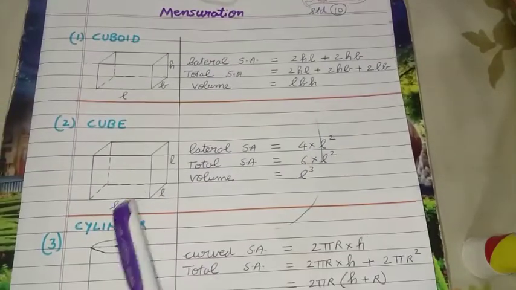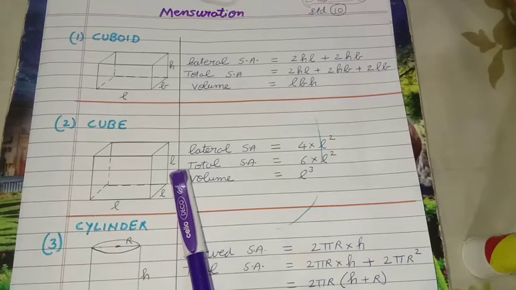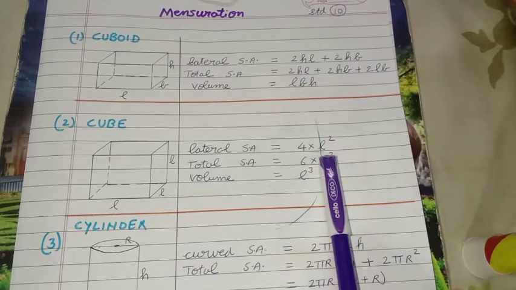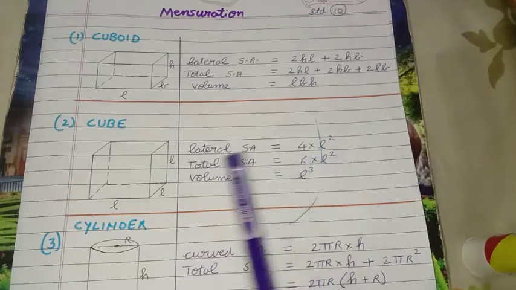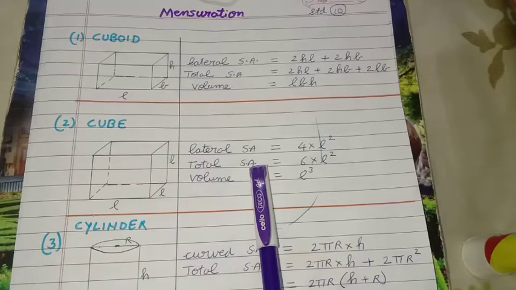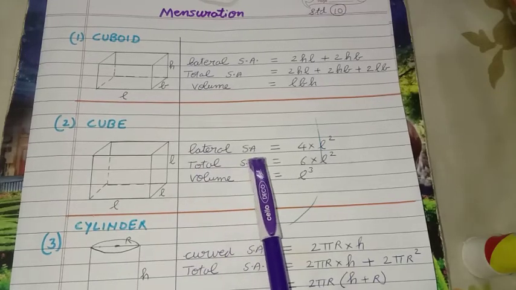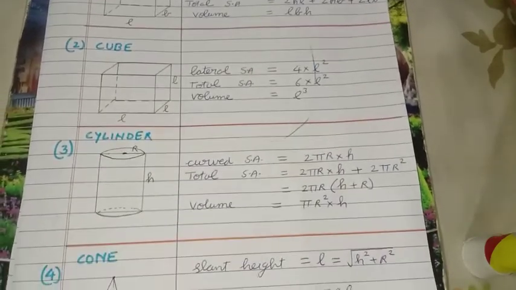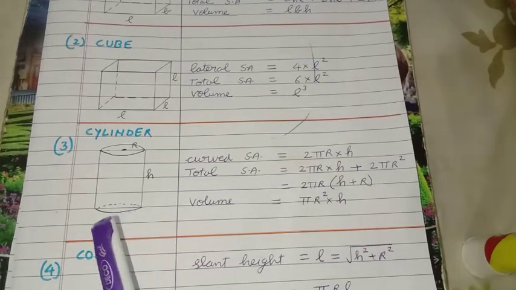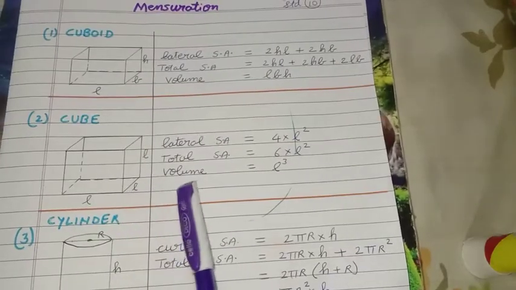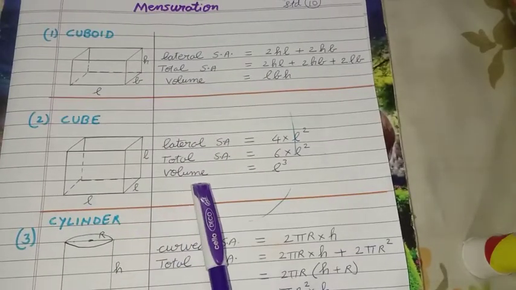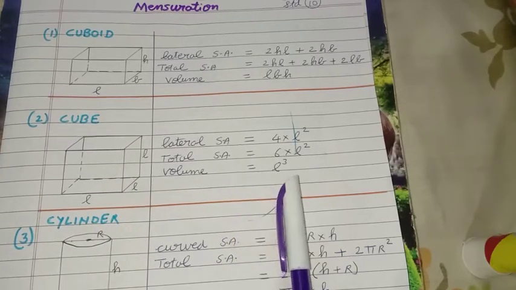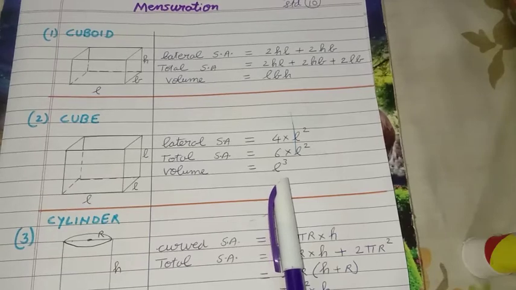Okay, this is cube, having all sides same, so lateral surface area is 4 times L square. L square is area of one surface. 4 surfaces we get lateral surface area. In lateral surface area we don't consider the top and the bottom. Okay, next is the cylinder. Now friends, one more thing, I taught you how to calculate volume. It is always base area multiplied by height. So base area multiplied by height, it is L cube for a cube.